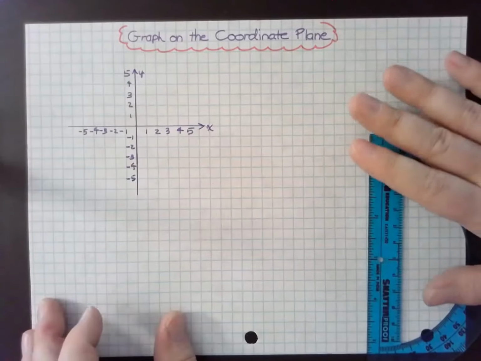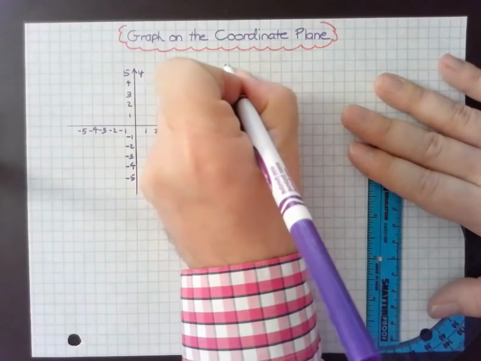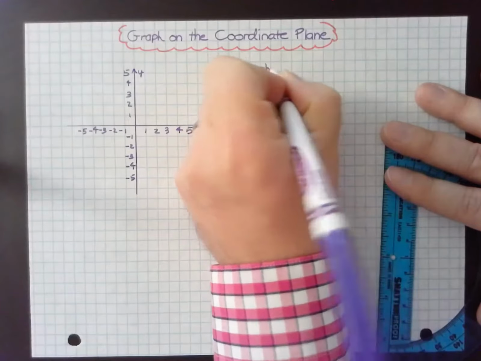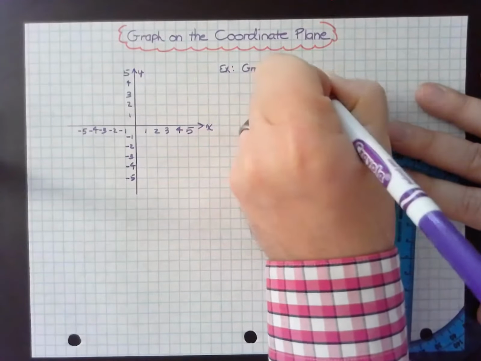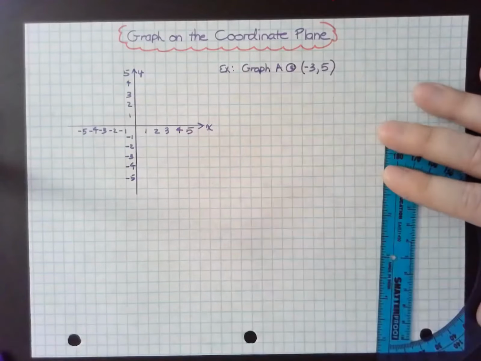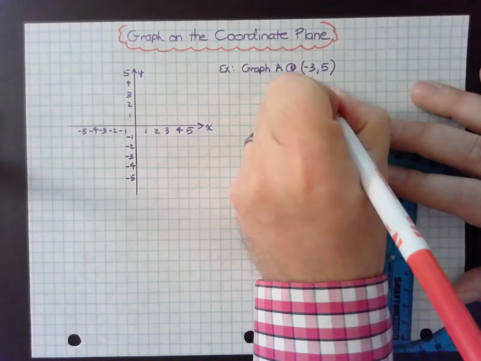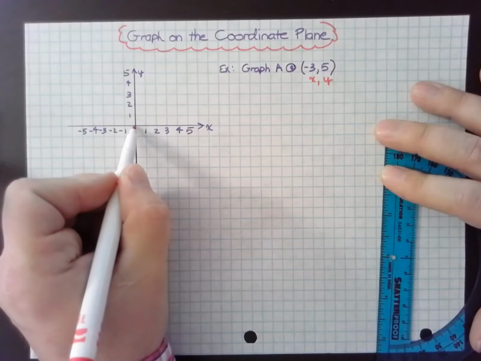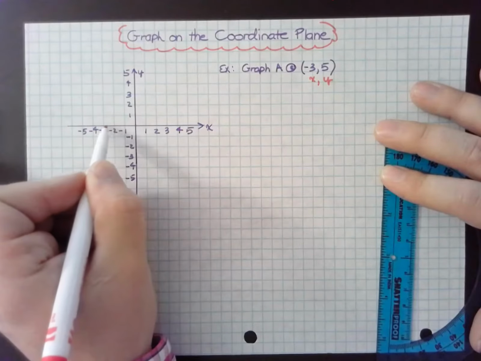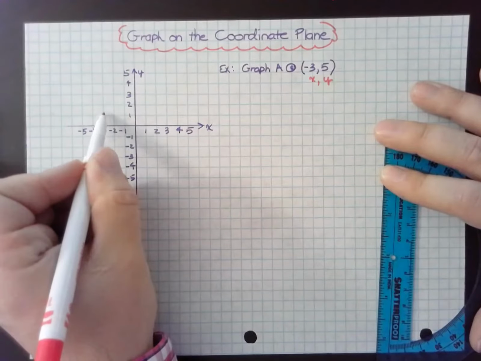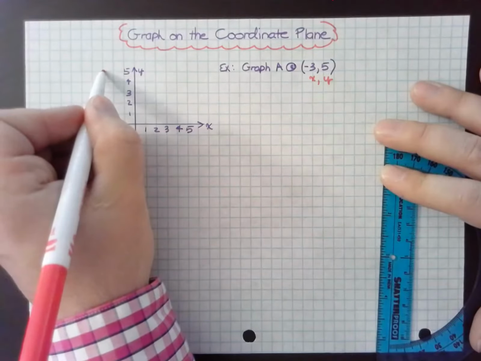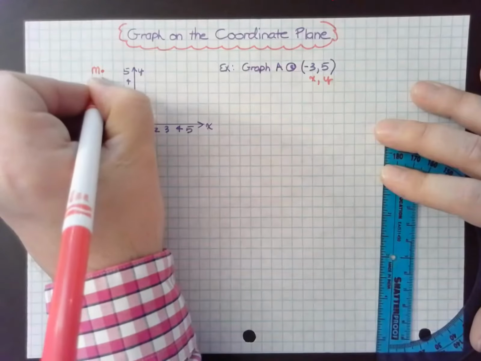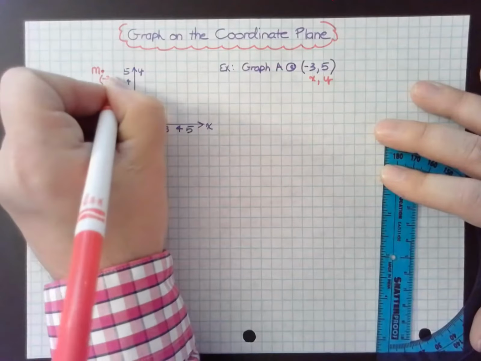Okay, and so say I have to plot an ordered pair. I'm going to say graph A at -3, 5. And so we remember that this is our x value and this is our y value. And so x direction's left and right, but negative direction would be the left. So -3, and then I go up 5. 1, 2, 3, 4, 5. And this is my point A. We also like to get in good habit of labeling it with the ordered pair, -3, 5.